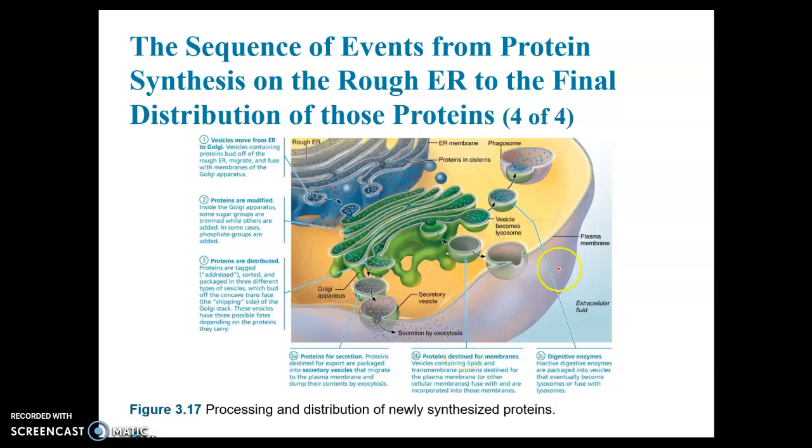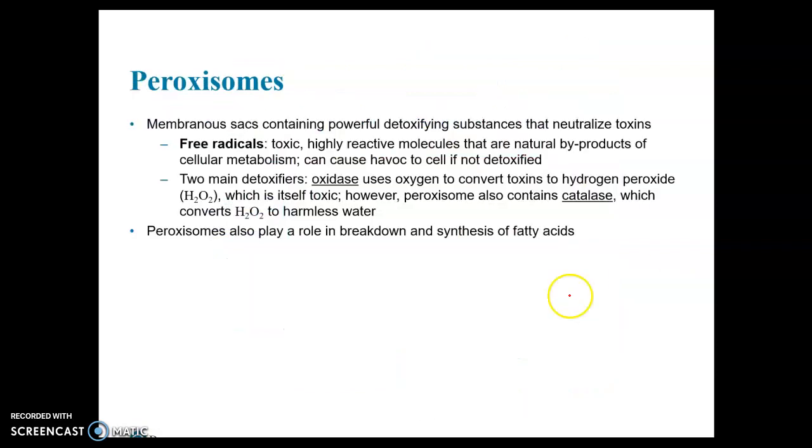They can be tagged, sorted, packaged, and there are 3 different types of vesicles. We talked about they can be secretory vesicles. They can be vesicles that stay inside the cell and add the products to the plasma membrane or the membrane of some organelle. They can also become lysosomes with digestive enzymes inside of them.